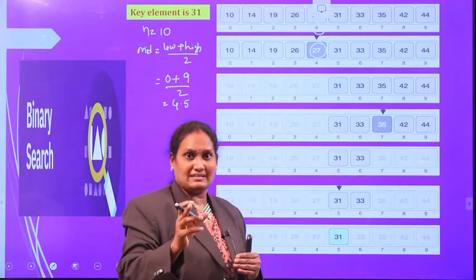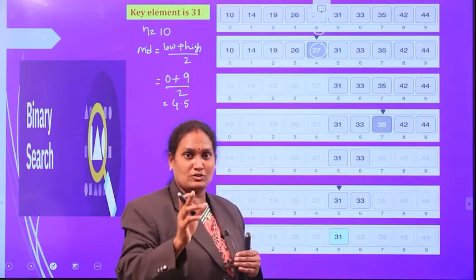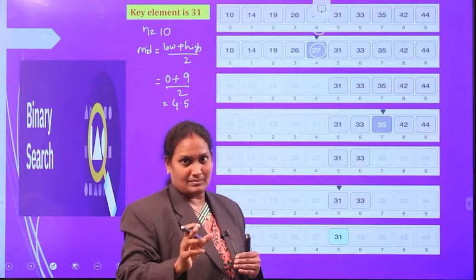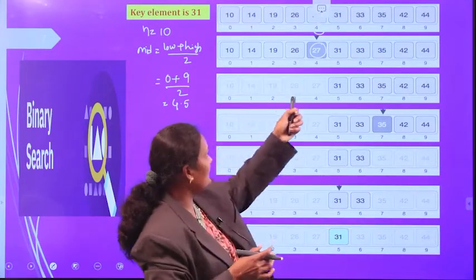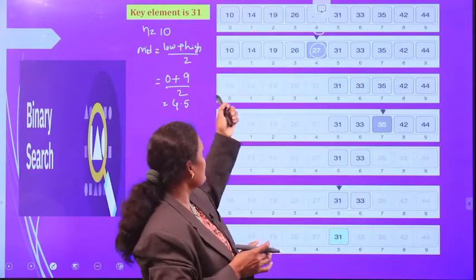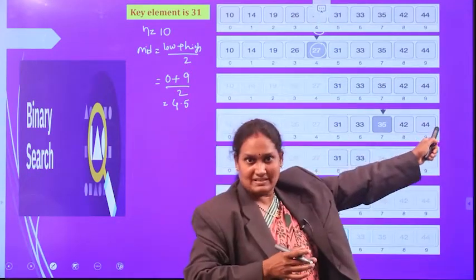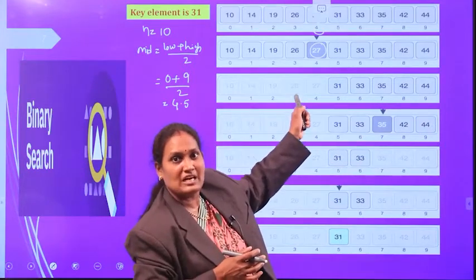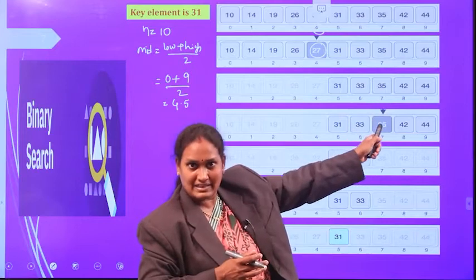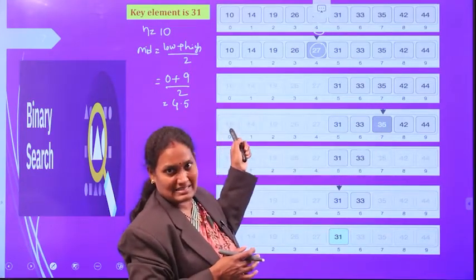We already said that the constraint for binary search is that the array should be sorted. Since it is a sorted array, the lowest values are present on this side and the highest values are present on that side. If you find the mid value, all the values present after mid are greater than it. All the values present before mid are less than it.